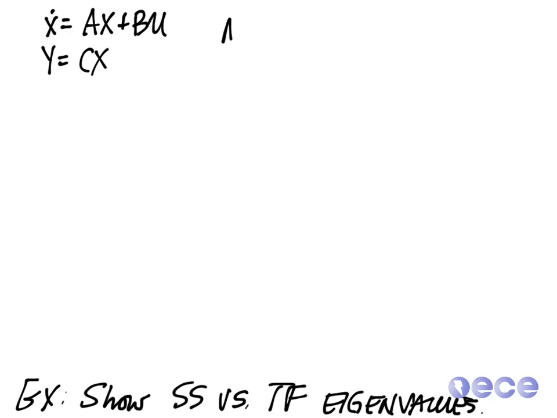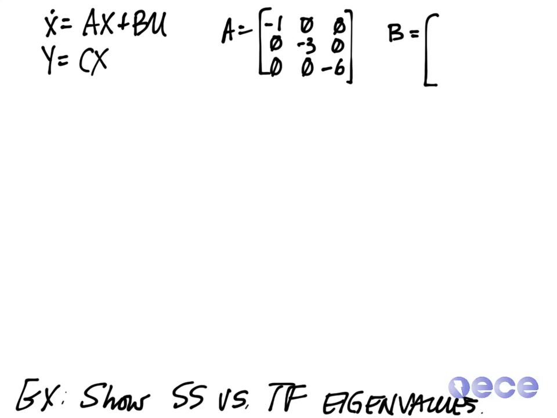So I'd like to define my matrices. A is going to be a 3 by 3, and it's going to be in modal canonical form: 1, 0, 0, 0, minus 3, 0, 0, 0, minus 6. B is equal to 1/10, minus 1/6, and then 1/15. And my C vector will be 1, 1, 1.